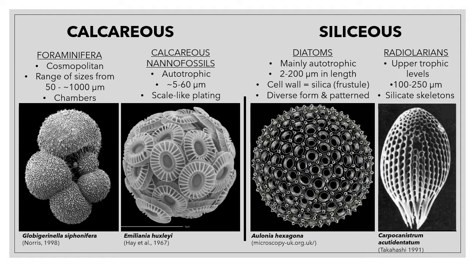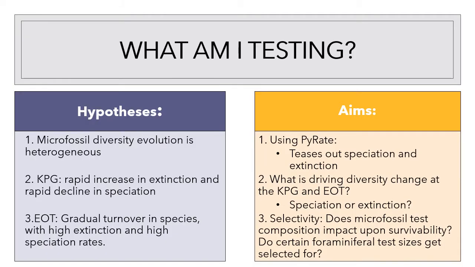in marine sediments. So what is it that we'll be testing? So firstly, that microfossil diversity evolution changes through time. Then, due to the nature of an impact extinction at the KPG, I expect a rapid onset extinction with high extinction rates and low speciation rates.